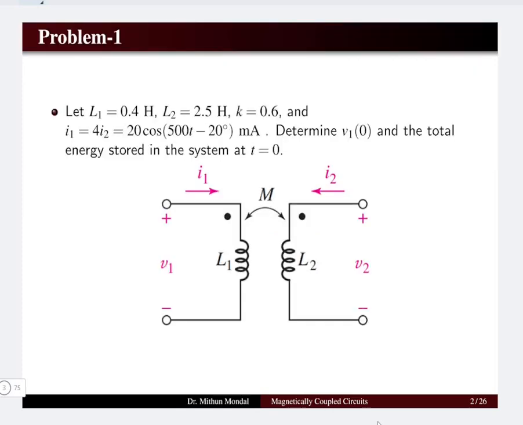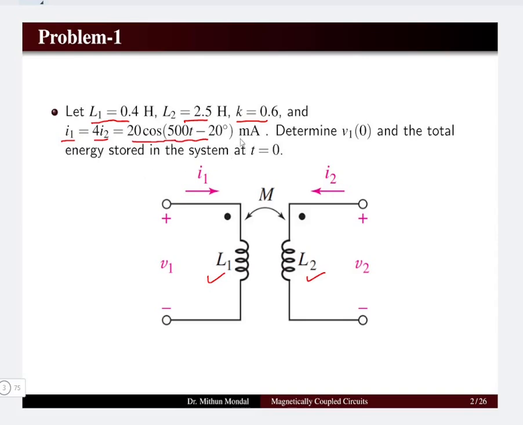Problem number 1: given a circuit with the self-inductance L1, which is the self-inductance of the primary part of the circuit, of 0.4 Henry. The self-inductance of the secondary part of the circuit is 2.5 Henry, and the coefficient of coupling is 0.6. Given that the current I1 in the primary circuit is 4 times the current in the secondary network, and its value is 20 cos(500t - 20 degrees).